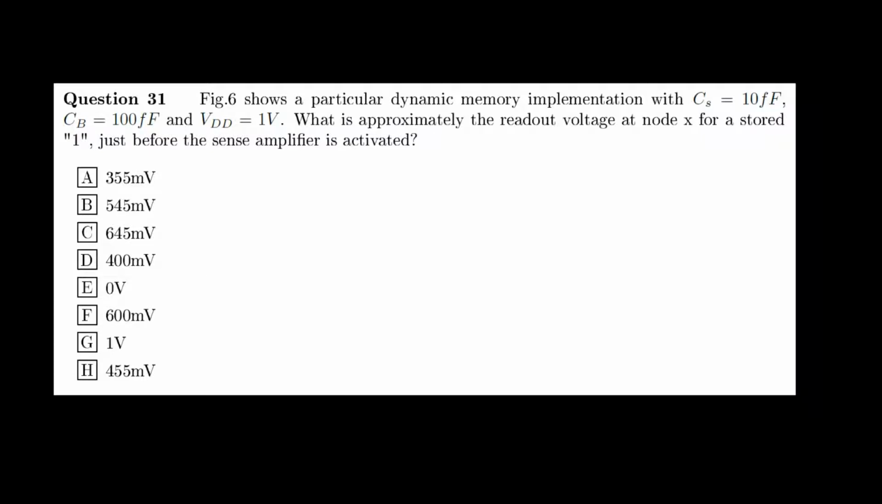This video will discuss the solution to question 31. Figure 6 shows a particular dynamic memory implementation with CS is 10 femtofarads, CB is 100 femtofarads and VDD is 1 volt. What is approximately the readout voltage at node X for a stored 1 just before the sense amplifier is activated? And then 8 possible voltages are given.